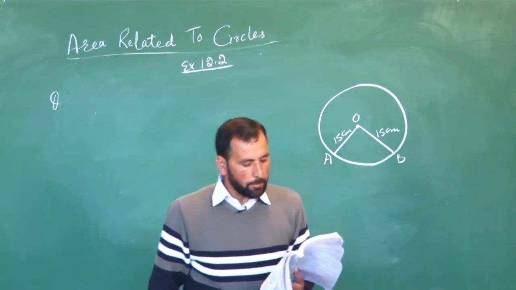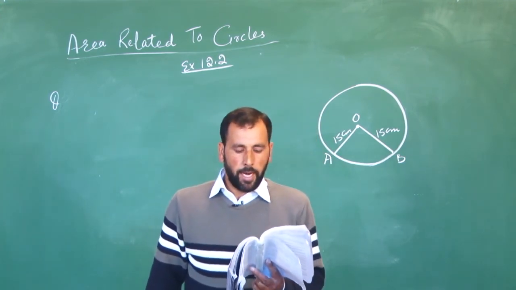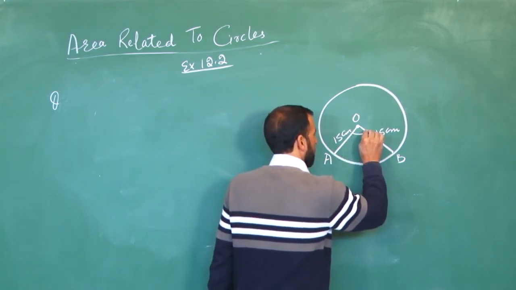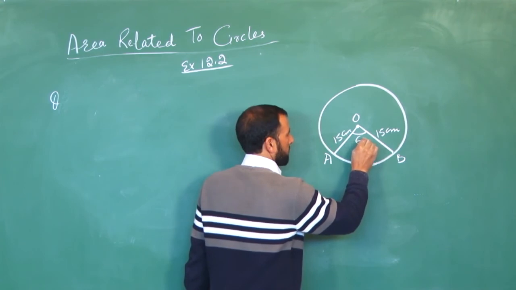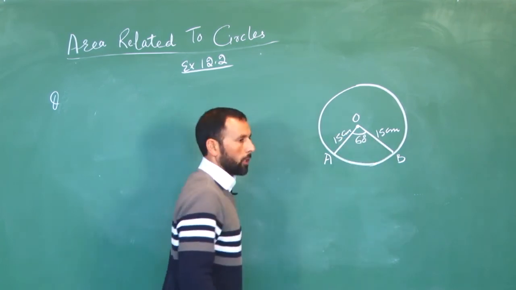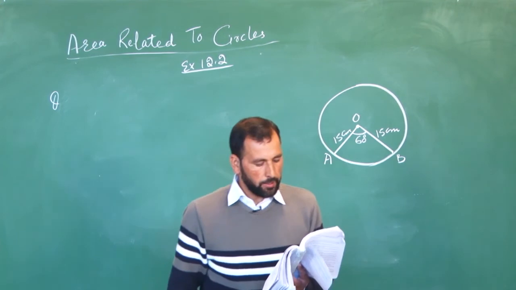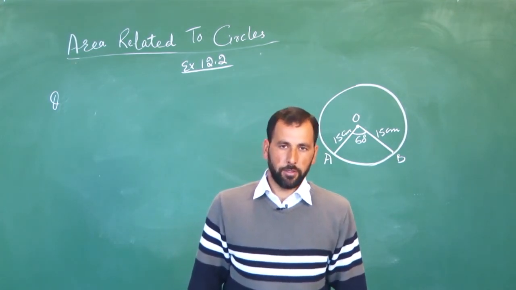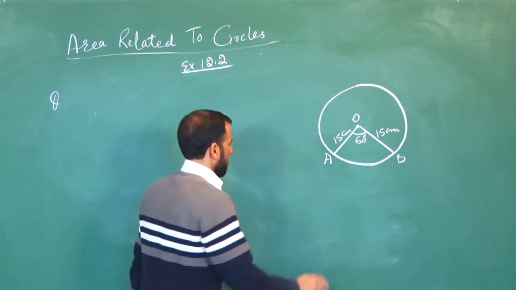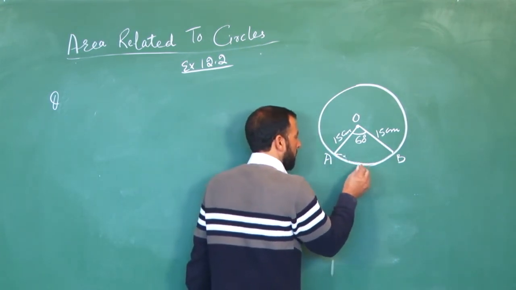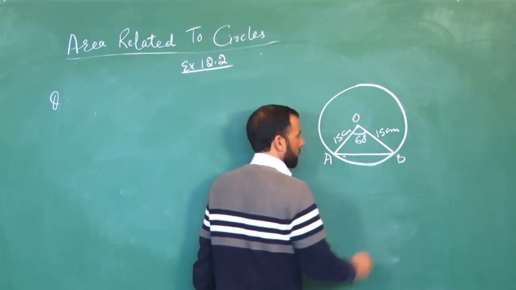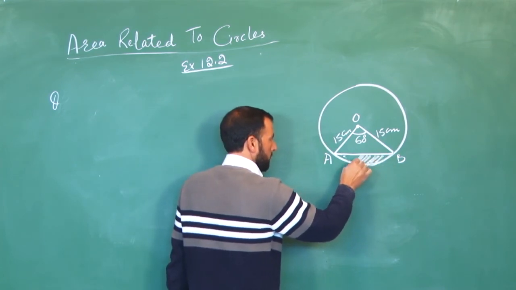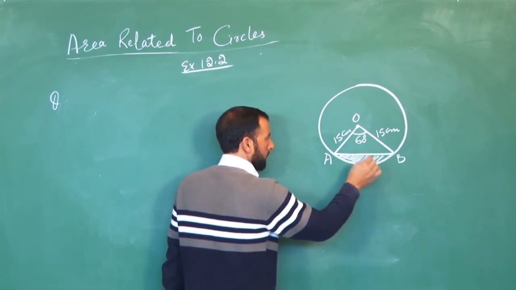Further, the angle subtended at the center is 60 degrees. So this angle, the sector angle, is given as 60 degrees. What we have to find? We have to find the area of the corresponding minor and major segments. So we know that a segment is the region between chord AB here and the corresponding arc. This one is the segment here, this shaded part.